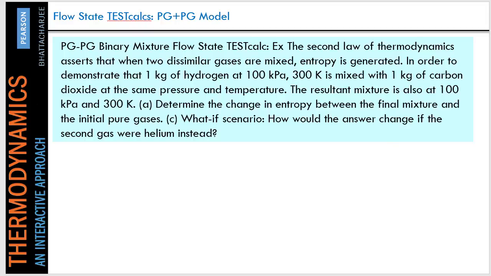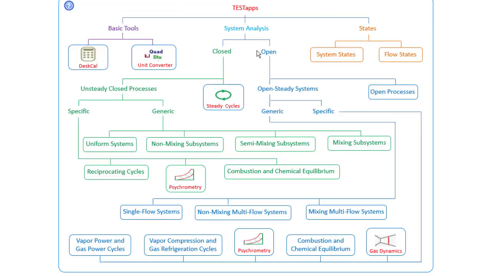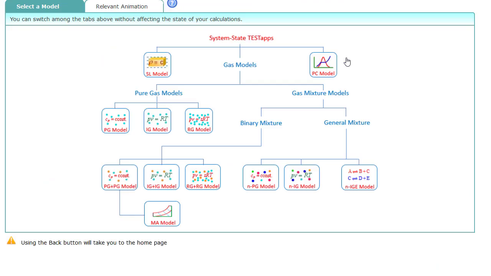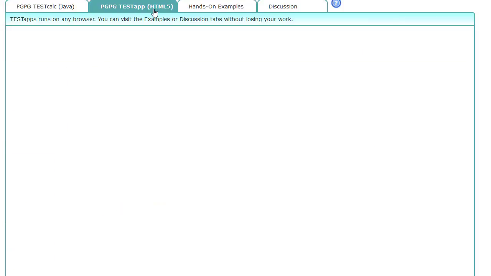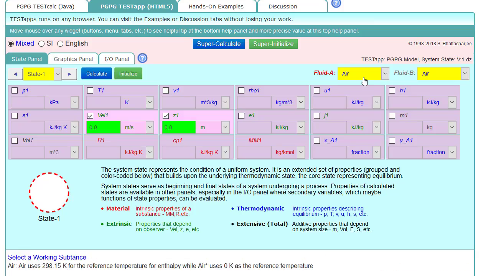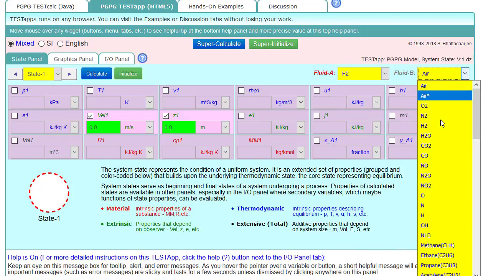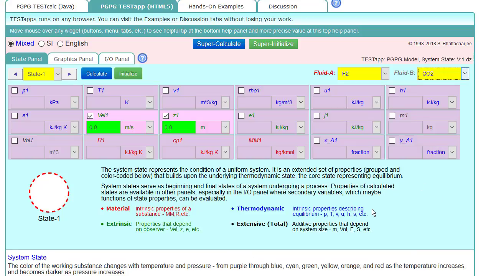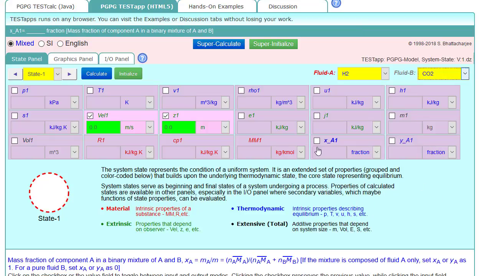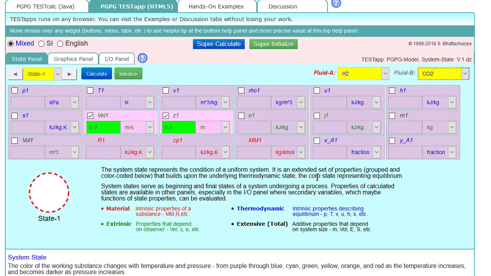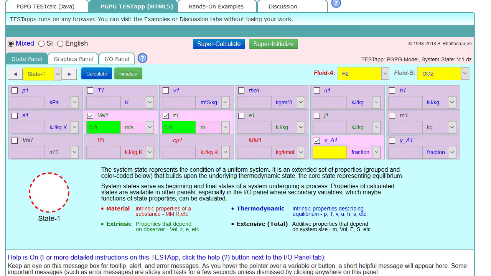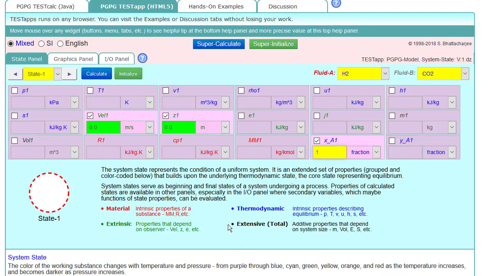So we're going to go to TEST calcs, system states, and then the PG+PG model, and then the TEST app. Alright, so we know that it is H2 and CO2, so we'll just change that up in the right for our fluids. And then the first gas is pure hydrogen, so we will go to the mass fraction and enter that as 1, showing that it's pure hydrogen.